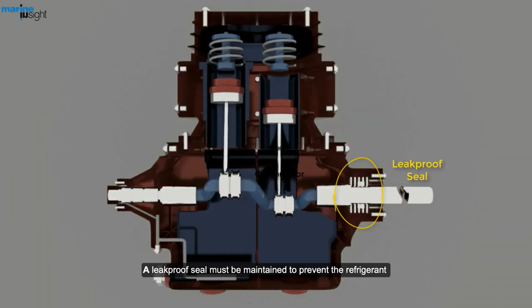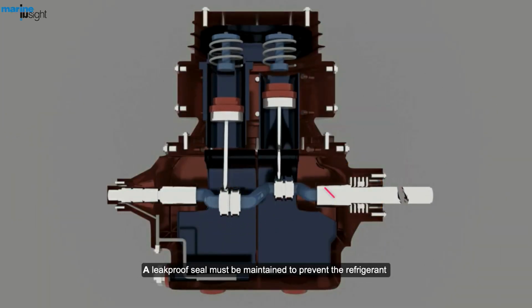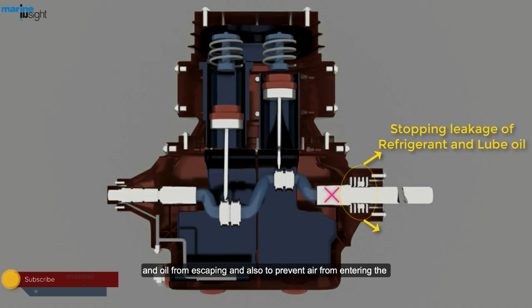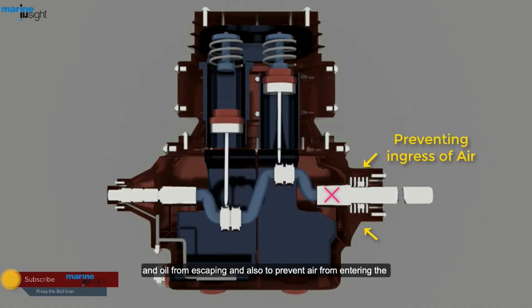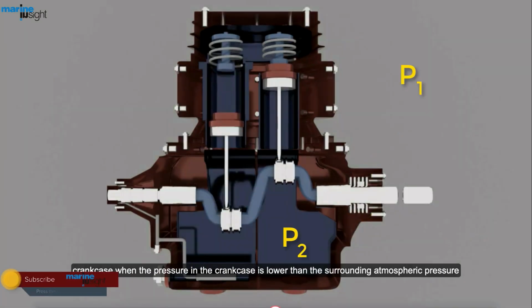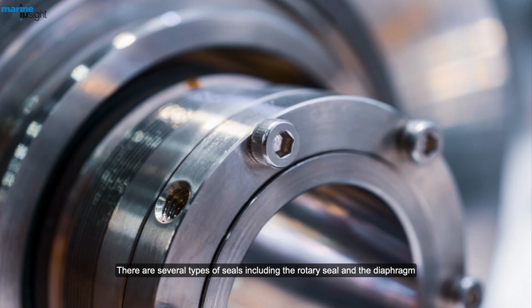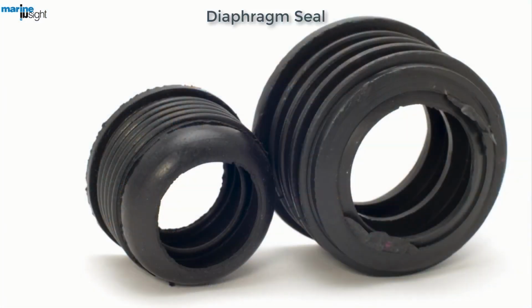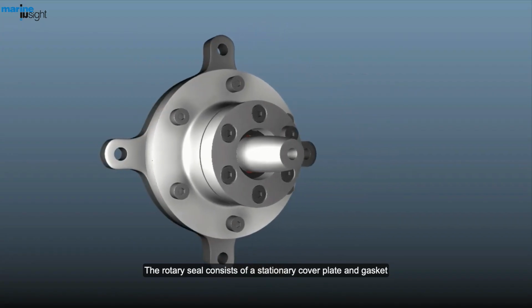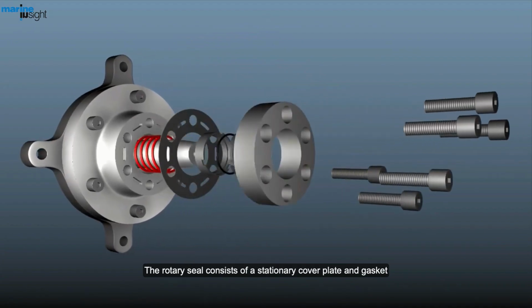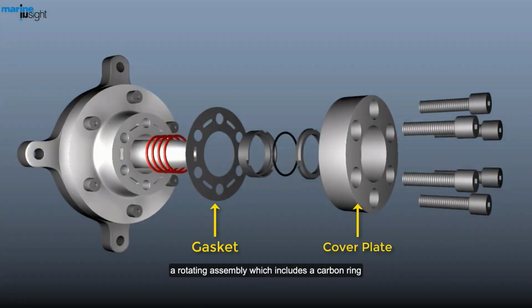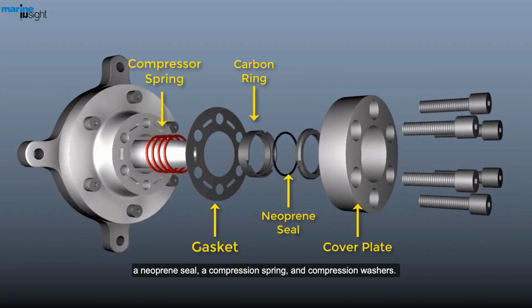A leak-proof seal must be maintained to prevent the refrigerant and oil from escaping and also to prevent air from entering the crankcase when the pressure in the crankcase is lower than the surrounding atmospheric pressure. There are several types of seals, including the rotary seal and the diaphragm. The rotary seal consists of a stationary cover plate and gasket, and a rotating assembly which includes a carbon ring, a neoprene seal, a compressor spring, and compression washers.